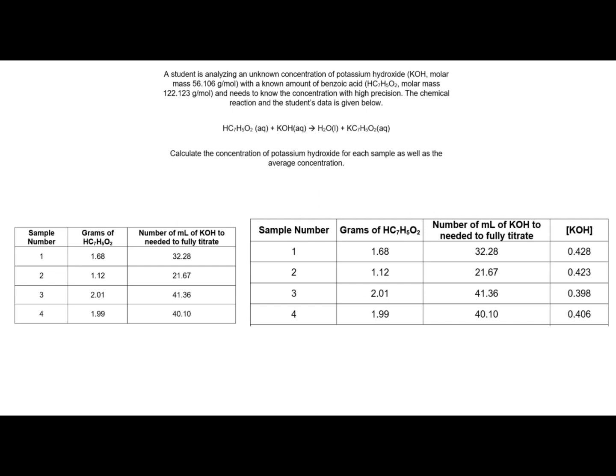Now that we have concentration for each of the samples, it's very simple to calculate the average concentration. So here is the average concentration. This is very common with titrations. You rarely do just one titration. You usually do sets of titrations. At their core, titrations are really about stoichiometry, so don't let the fancy vocabulary trip you up too much.